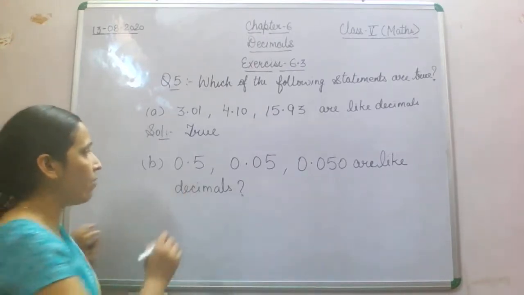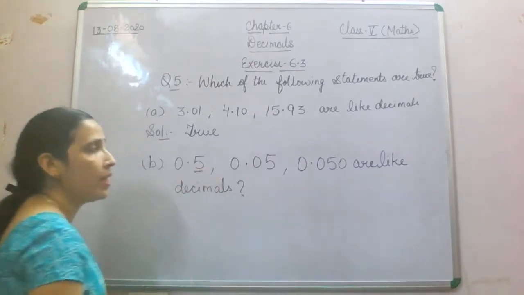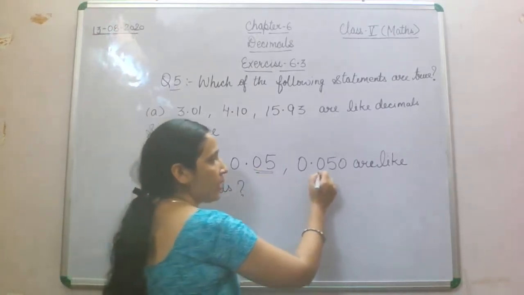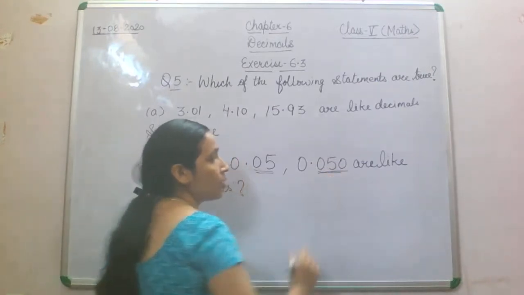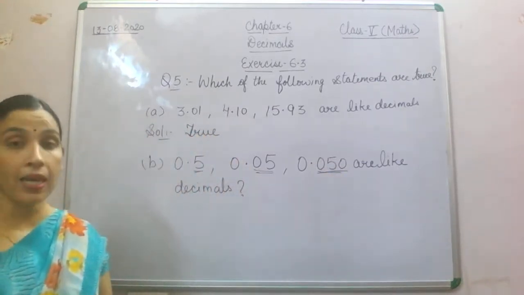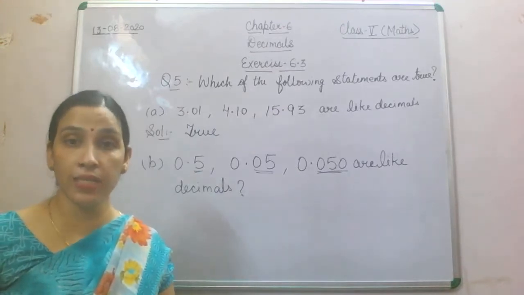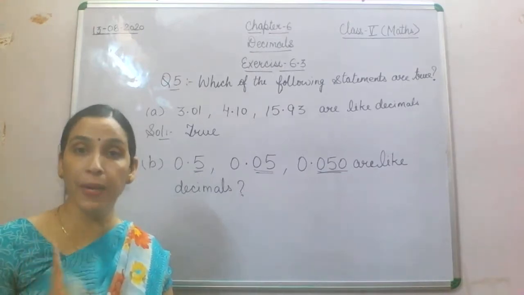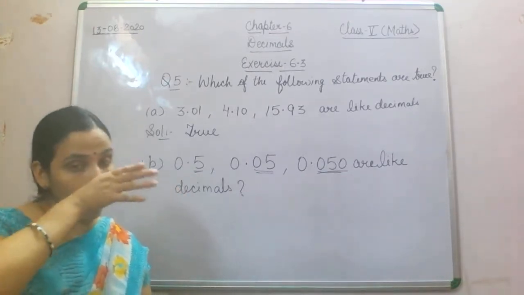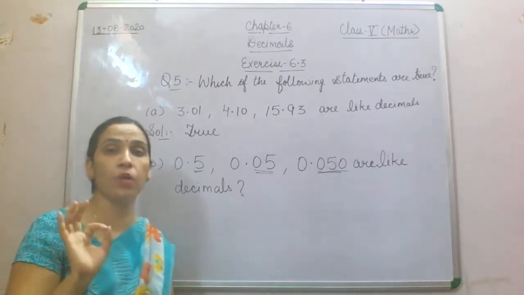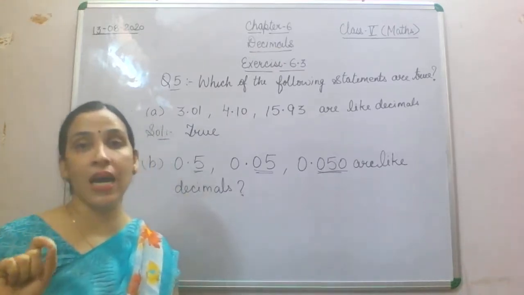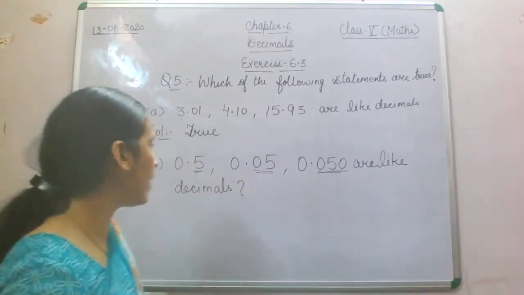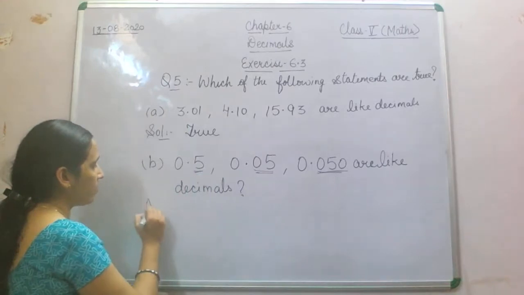In the first you have only 1 decimal place. In the second you have 2 decimal places. And in the third you can count 1, 2, 3, 3 decimal places. So are they like decimals? What definition have I told you of like decimal? Like decimals are those which have the same number of decimal places, means after decimal you have the same number of digits. So here we have 1, then 2, then 3. Are they like decimal? So what will be your answer?